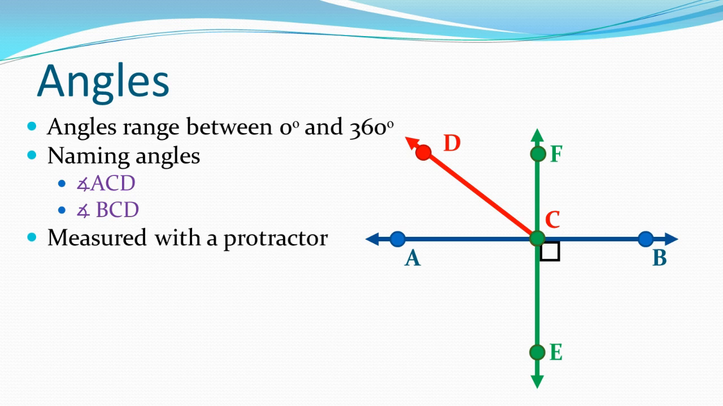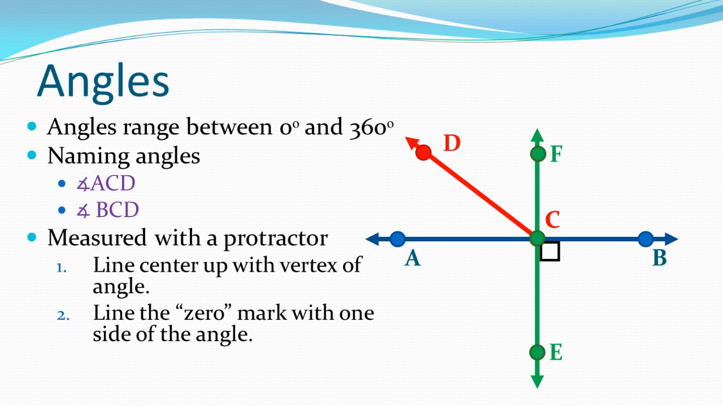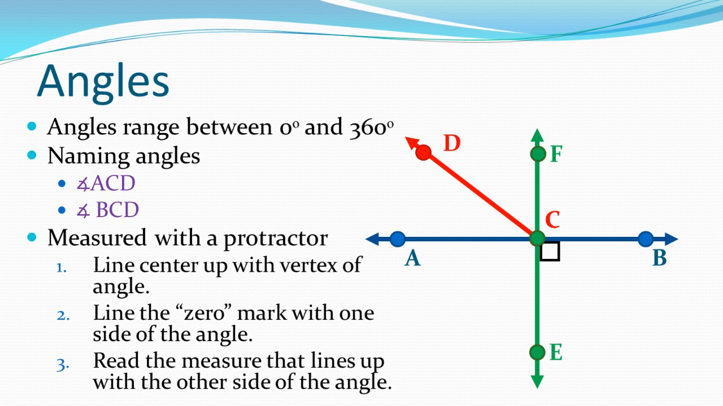We measure angles with a tool called a protractor. We measure using a protractor following a couple steps. Line up the center with the vertex of the angle. Line the 0 mark with one of the sides of the angle. Then read the measure that lines up with the other side of the angle. Every angle has 2 sides and 1 vertex.